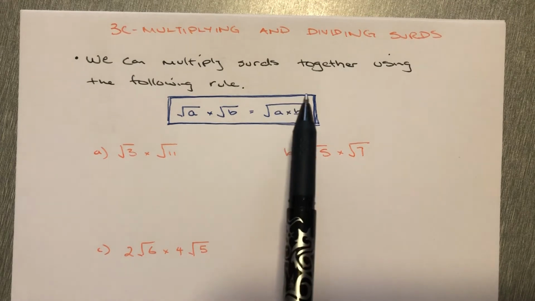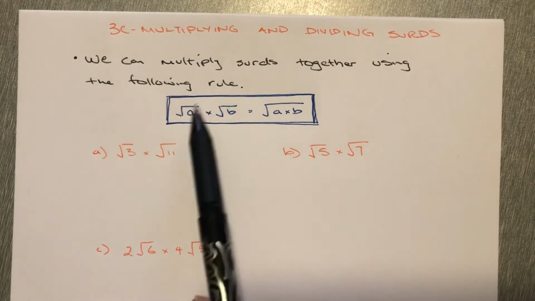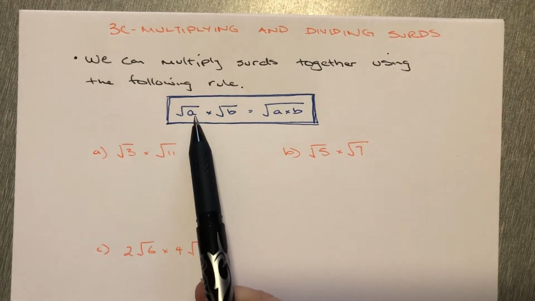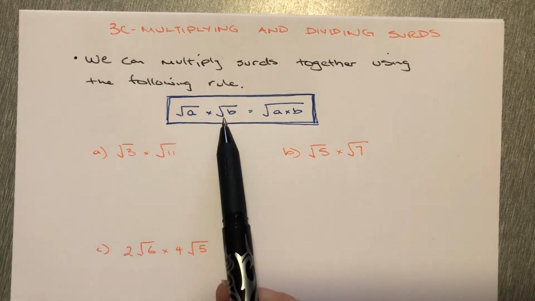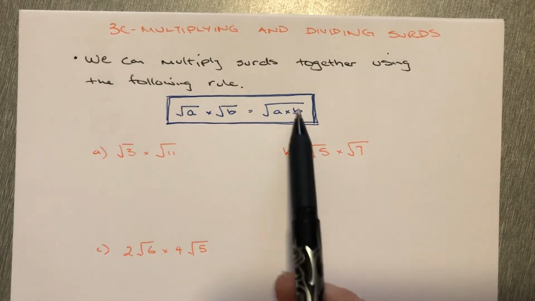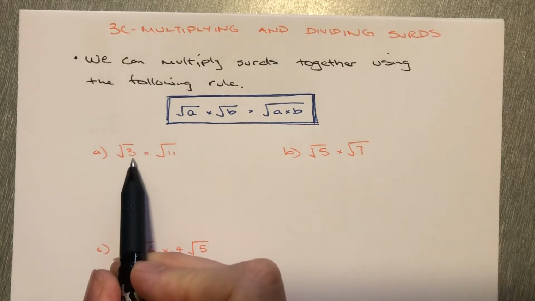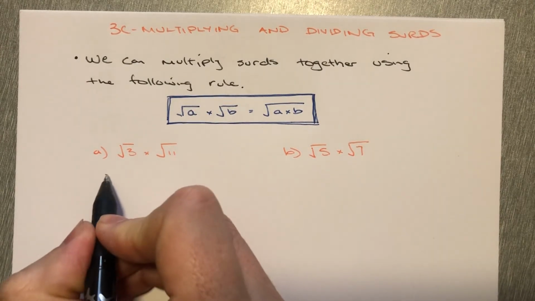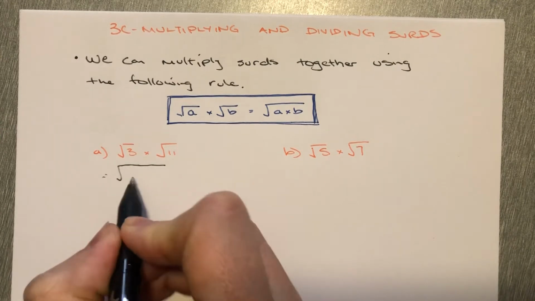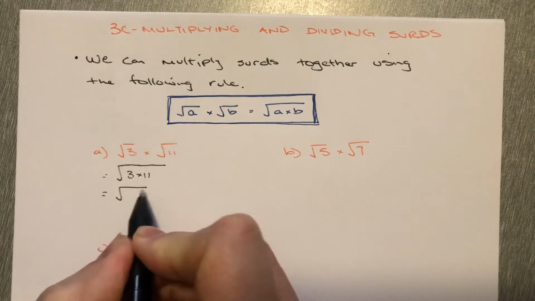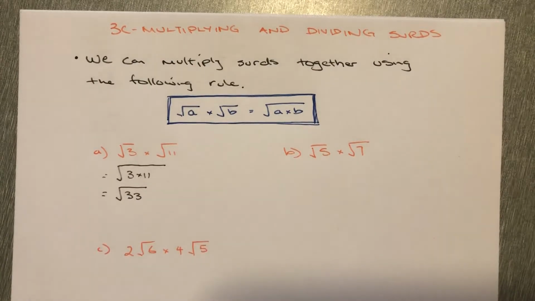As you can see here, we can multiply surds together using the following rule. Now this rule hopefully looks really similar to you because it's what we were using to simplify them the other day as well. So if we've got two surds multiplied together, what you can actually do is combine them under that same square root. Okay, so let's do it with these few. We can combine these two together and it would be underneath that same square root, 3 times 11. And we know that 3 times 11 is 33. And we're done. We've multiplied them together.